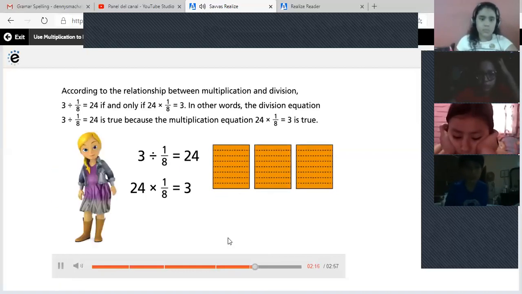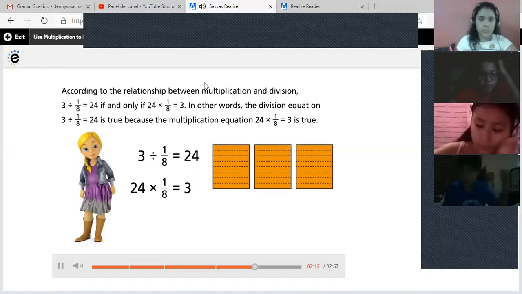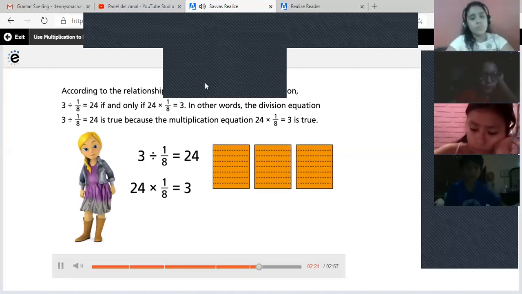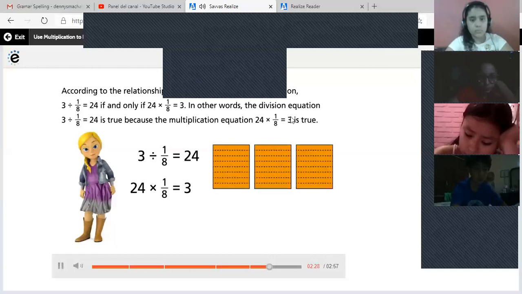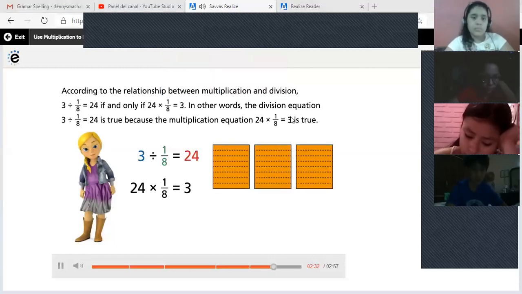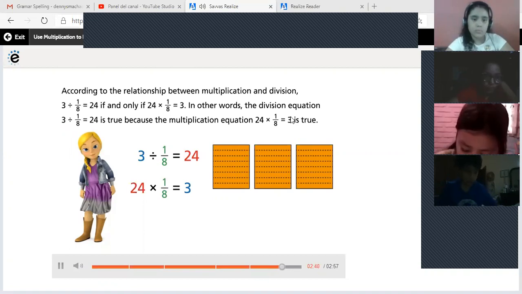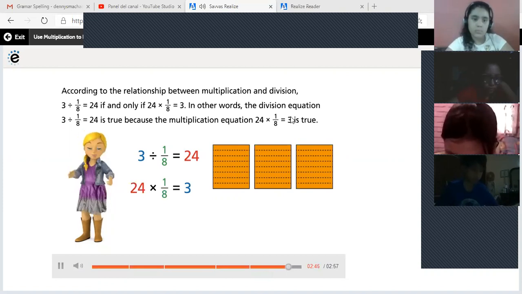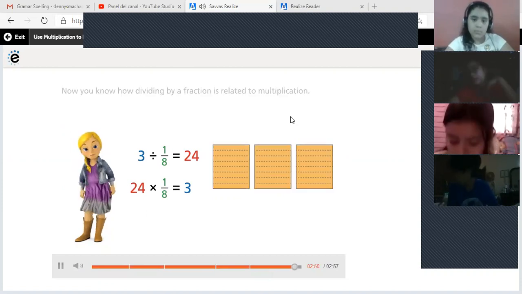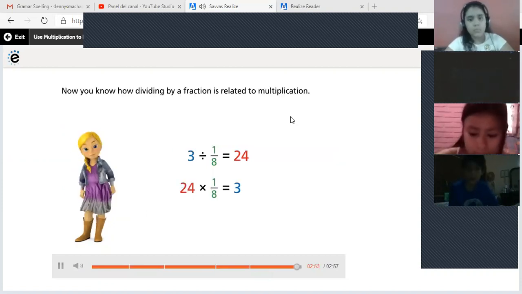According to the relationship between multiplication and division, 3 divided by 1/8 equals 24 if and only if 24 times 1/8 equals 3. In other words, the division equation 3 divided by 1/8 equals 24 is true because the multiplication equation 24 times 1/8 equals 3 is true. The inverse relationship between multiplication and division applies to fraction computation too. Now you know how dividing by a fraction is related to multiplication.